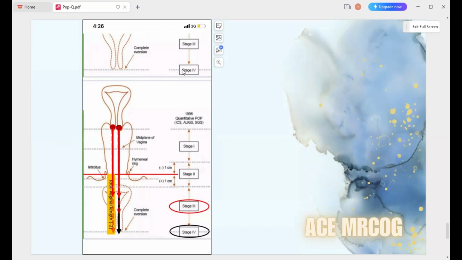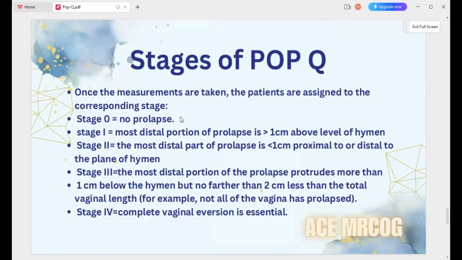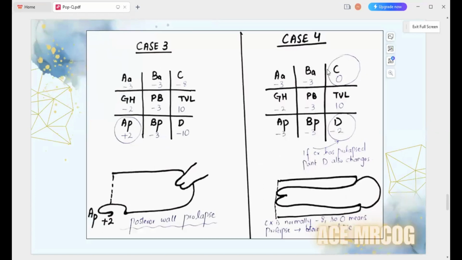So this is when we call it procidentia, or a complete prolapse. So this is how we grade it. Now let me ask you a question: if this grid is present here, it is 0. Currently it is 0. So if I say that it is -2 or -3, then what is the grading, or what is the classification for it?